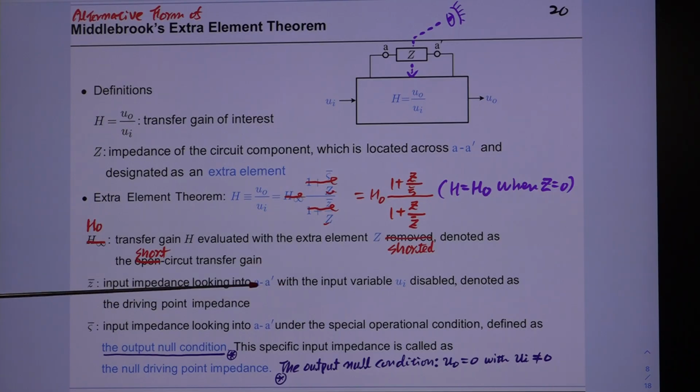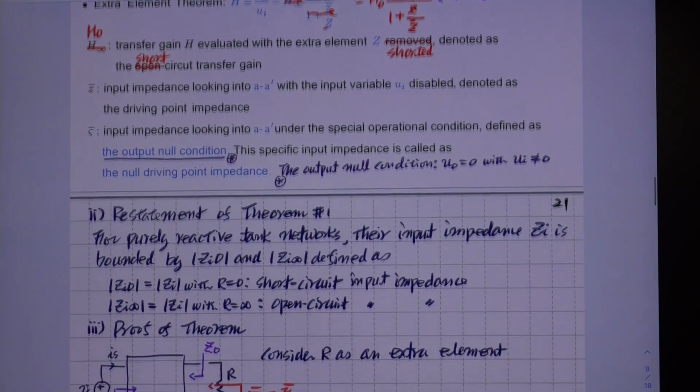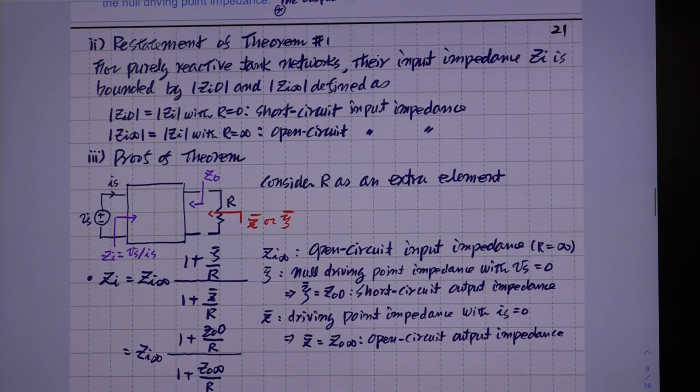And this zeta bar, G bar, the terms remain the same: the output null condition and the null driving point impedance. All right. So with this, we prove theorem number 1. Okay.